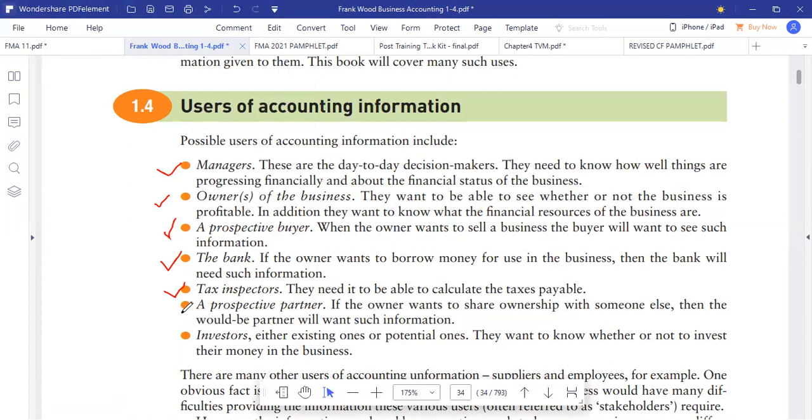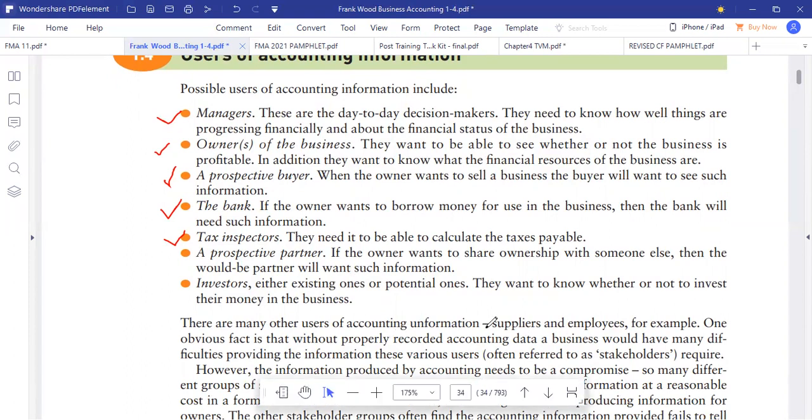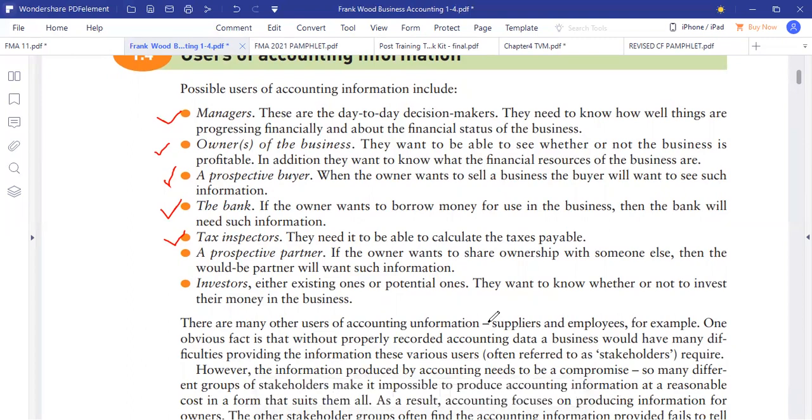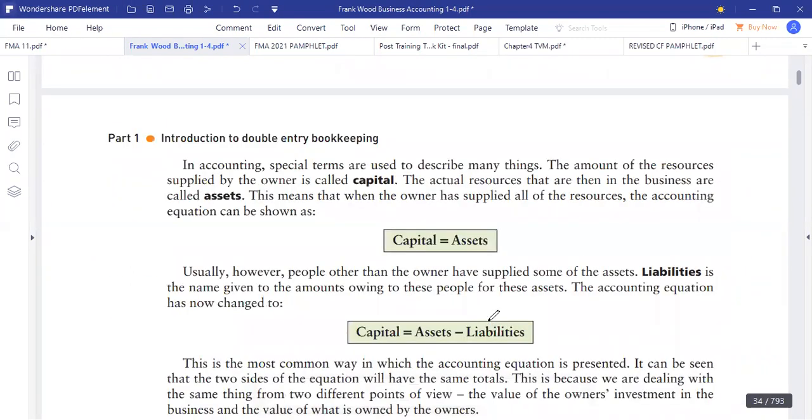The prospective partner also wouldn't want to join a business that is what? Sinking. They would want to know the performance. And finally, investors also, either existing ones or potential investors, also want to know whether to invest their money in the business. So these are important. Of course, the users could be internal and external. You can separate them on your own, but either way, this information is important to both parties.